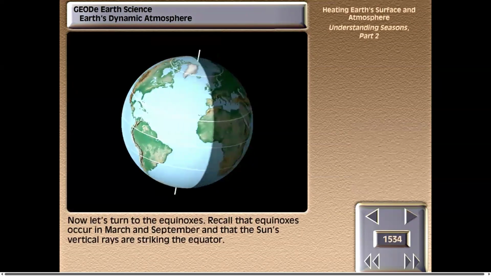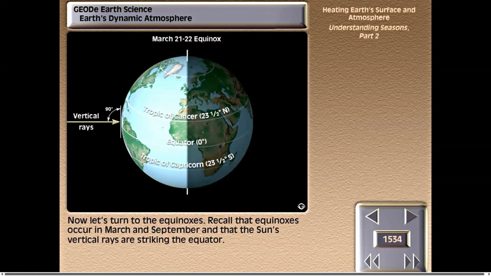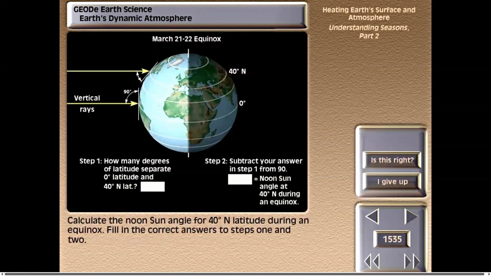Now let's turn to the equinoxes. Recall that equinoxes occur in March and September, and that the sun's vertical rays are striking the equator. Calculate the noon-sun angle for 40 degrees north latitude during an equinox. Fill in the correct answers to steps 1 and 2.